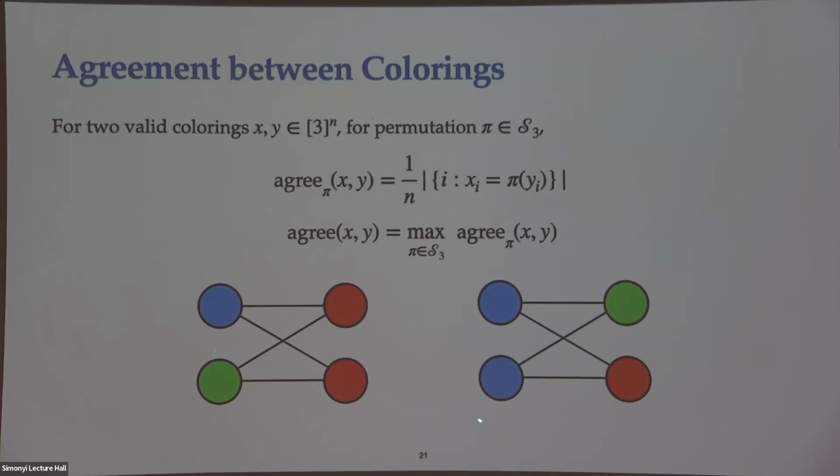So here's an example. These two colorings are not the same up to isomorphism. They have agreement half, because on the left-hand side, you can only match one of them, and on the right-hand side, you can only match one of them. So this is an example where the agreement is half.